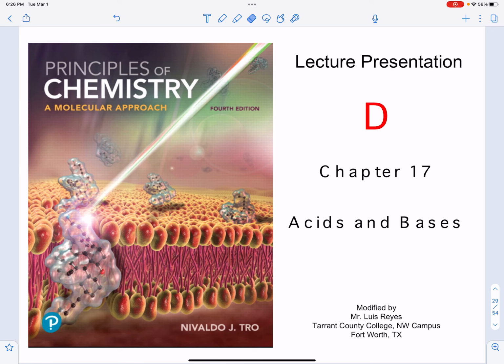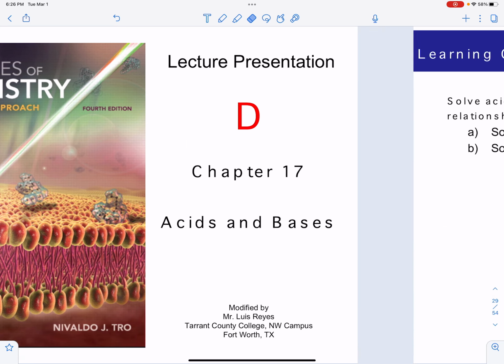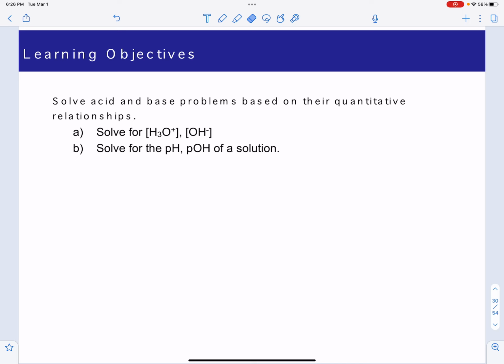Well, welcome back. We are now in part D of chapter 17. In this part, we are going to begin using quantitative analysis of acids and bases. In other words, we're going to start using formulas and math. And let's begin with the objectives.